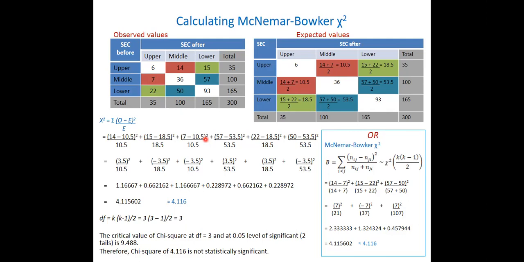Okay. Now, it's the same logic for the calculation of McNemar. All you need to do is calculate the expected value.